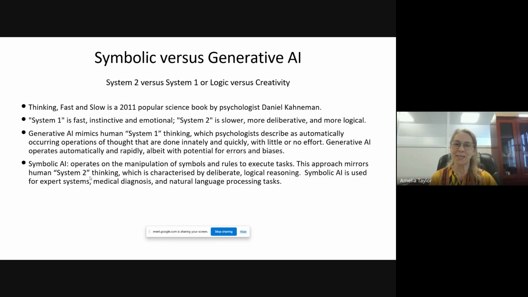Yes, we can process a lot more data. We have these generative systems that can generate text, summarize text, even images, even videos. But how do we get the system 2 type of thinking back in?